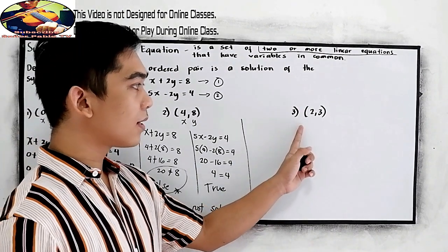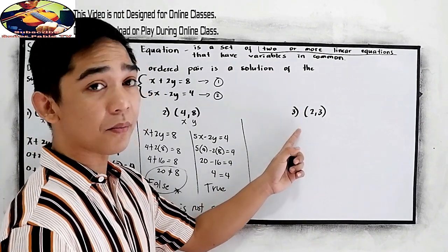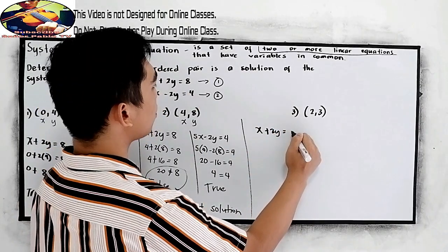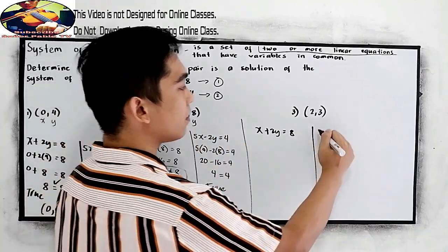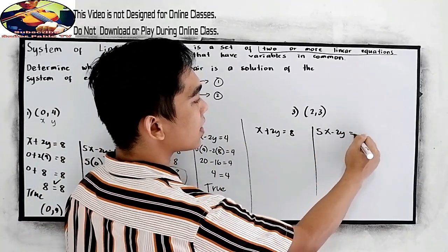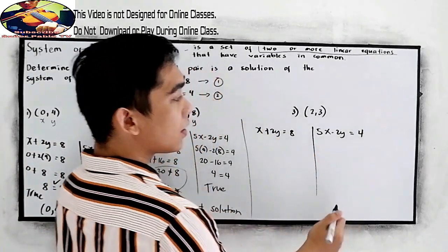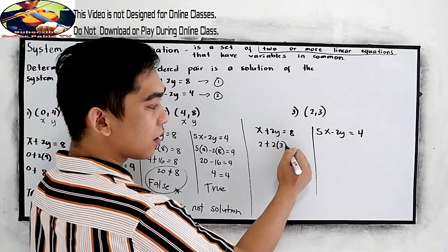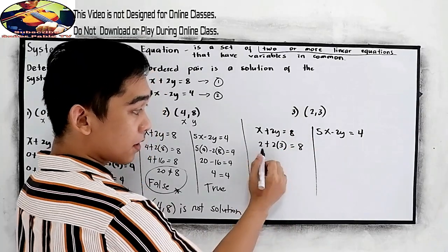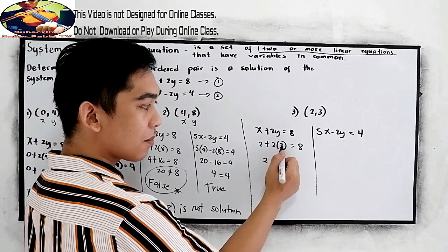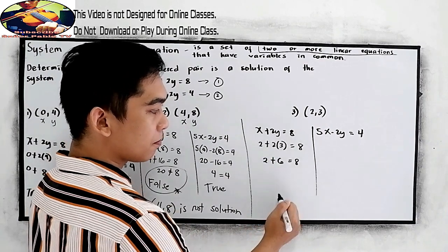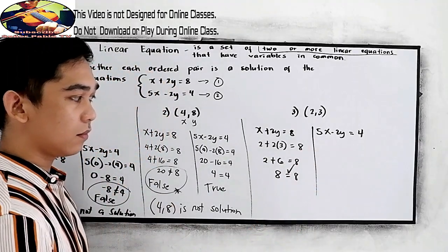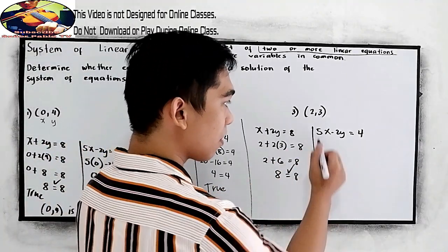Next, let us try example number 3, or the problem number 3. Copy. x plus 2y is equal to 8, and 5x minus 2y is equal to 4. Now substitute. So 2 plus 2 times our y is 3, is equal to 8. 2 plus 2 times 3 is 6, is equal to 8. 2 plus 6, 8 is equal to 8. So this is correct.